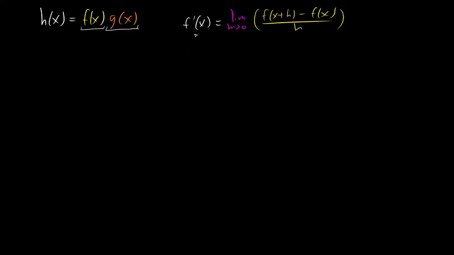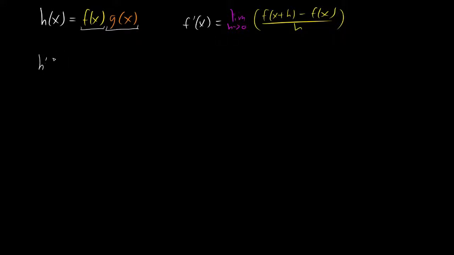I'd like to remind you here, the definition of a derivative is the limit as h approaches 0 of f of x plus h minus f of x all over h. So using this definition here, we're going to start deriving the formula. If we want to find a derivative of h of x, which is f of x times g of x, we can use the definition of a derivative here.